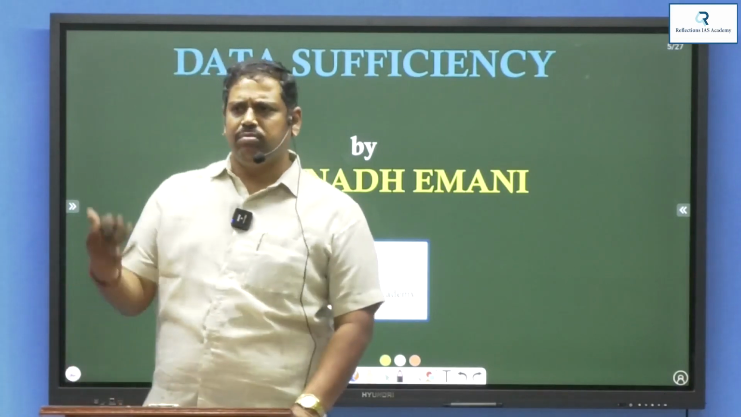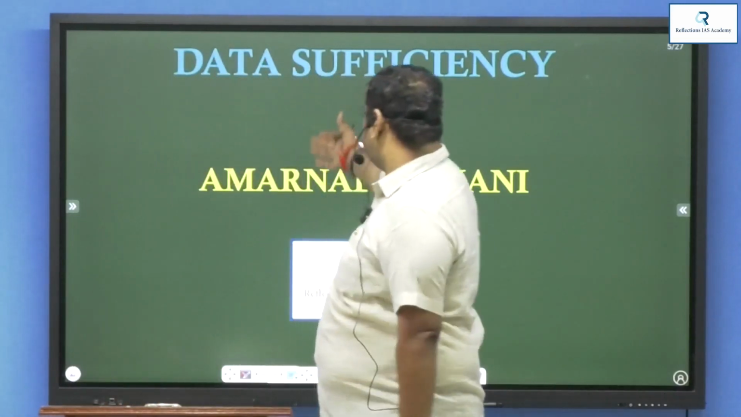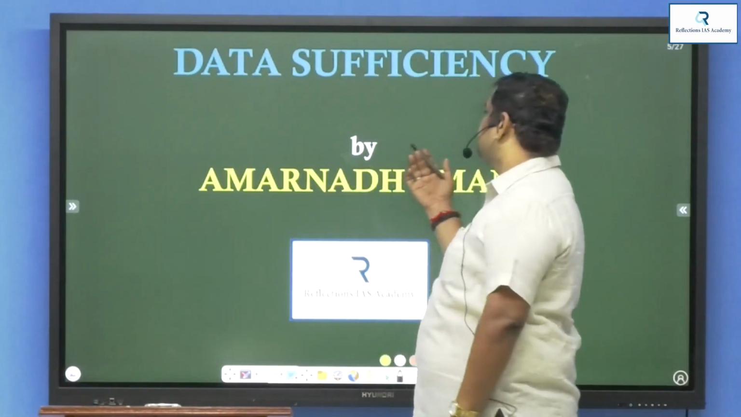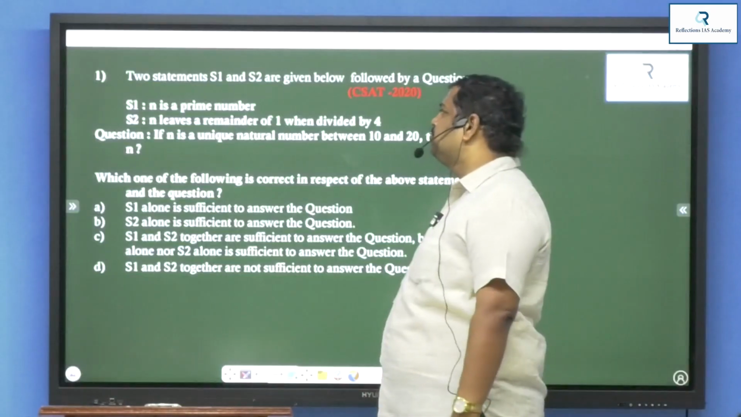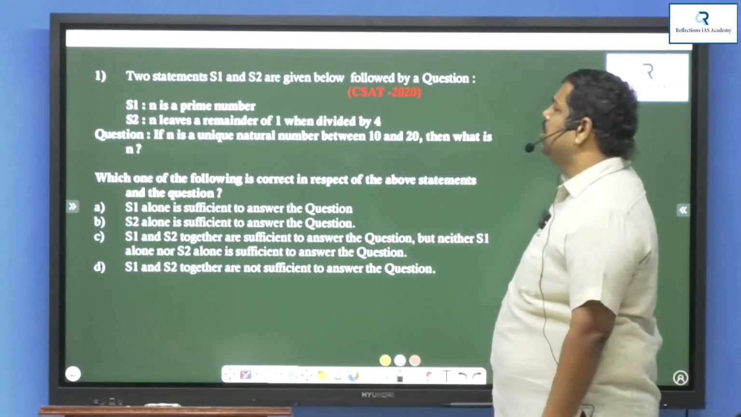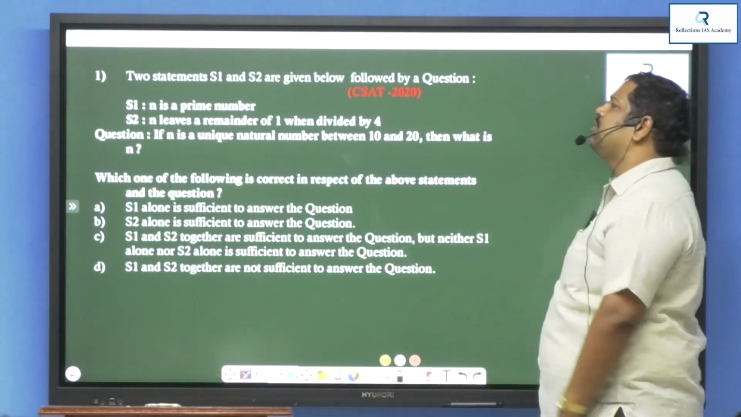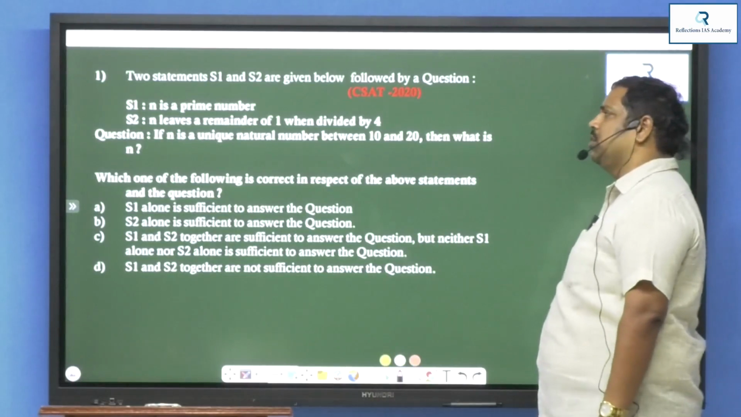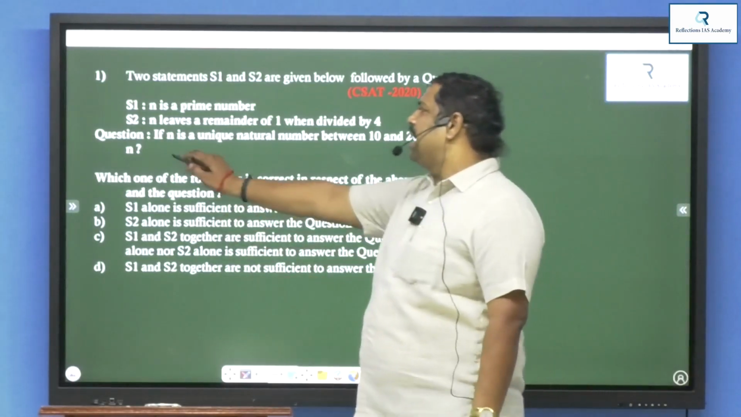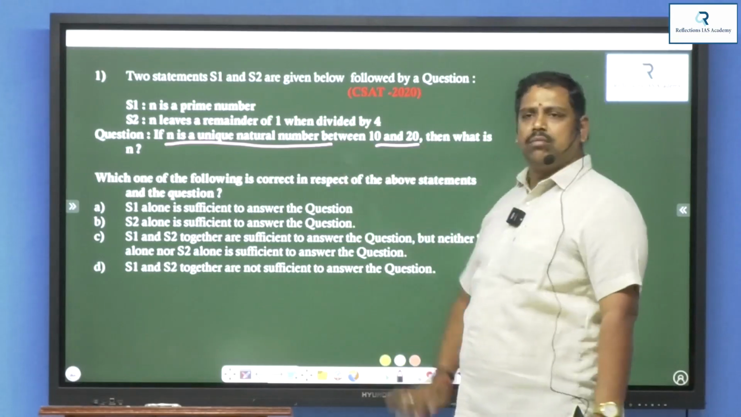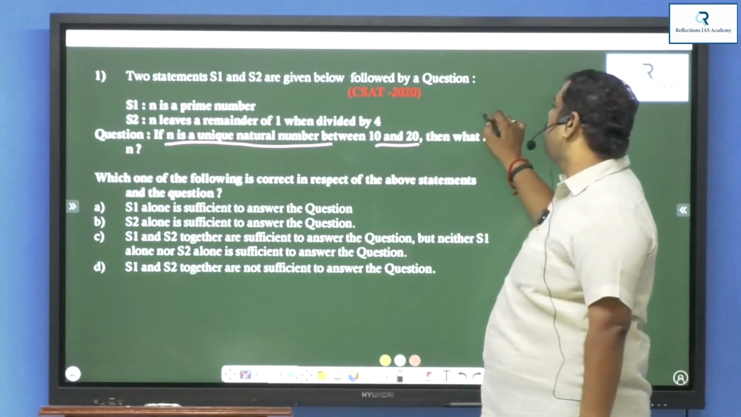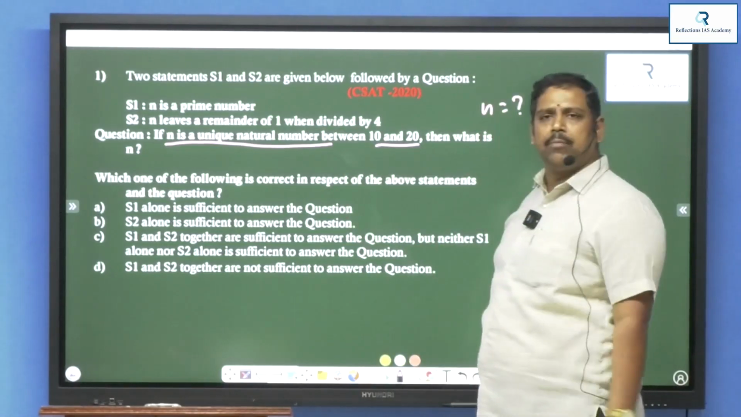Right, so let's go for the explanation of the problems on data sufficiency, by myself, Amarnath. Let us see the questions one by one. First question. Two statements S1 and S2 are given below, followed by a question. First read the question. N is a unique natural number between 10 and 20. Then what is N? What he wants is the value of N.